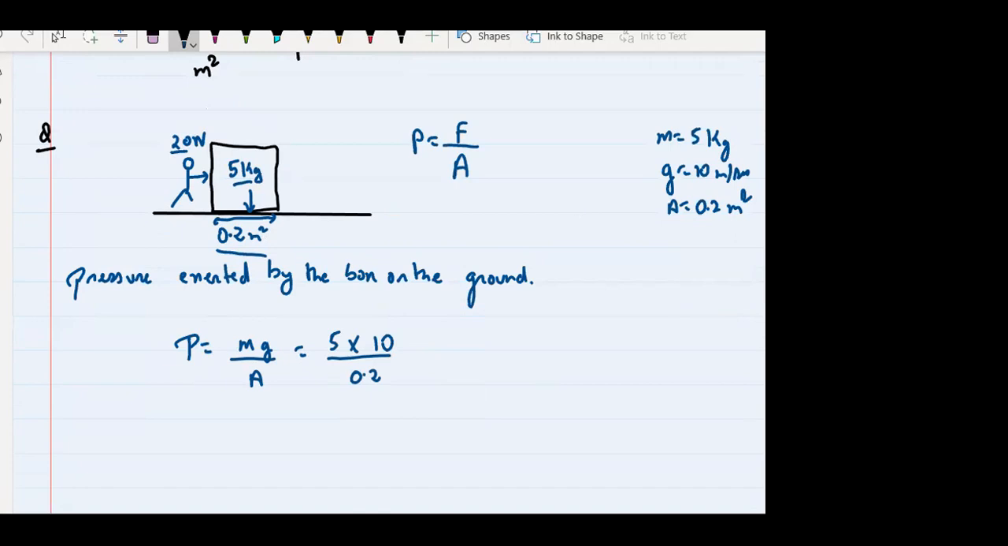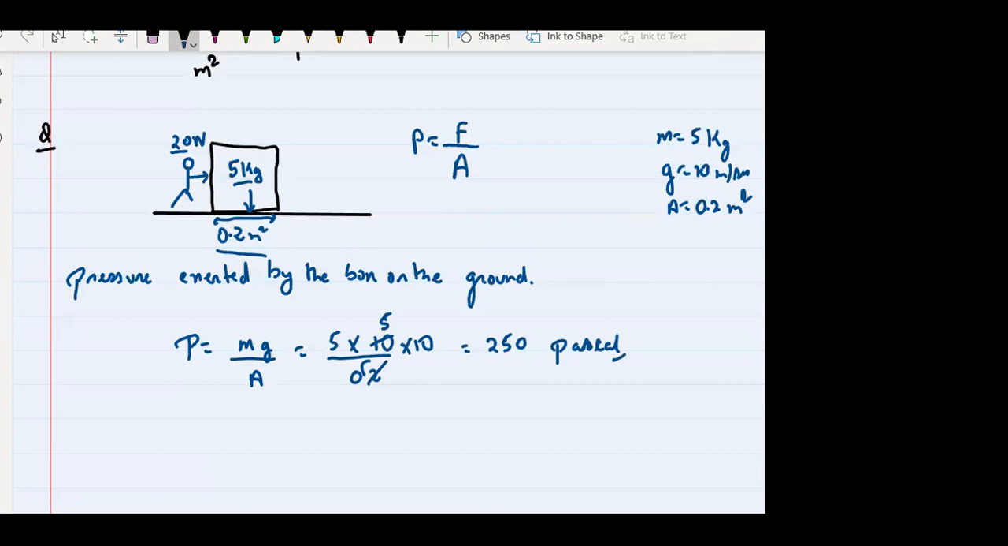Ab samajh mein aaya sabko? Adarsh, you are getting this now? Rajat? Everyone should be getting this. So, 0.2 into 10. Right? 2 will divide this 5 times. So, 5 into 5, 25. 250 Pascal. The answer is 250 Pascal. Yes or no? 250 Pascal is the correct answer.